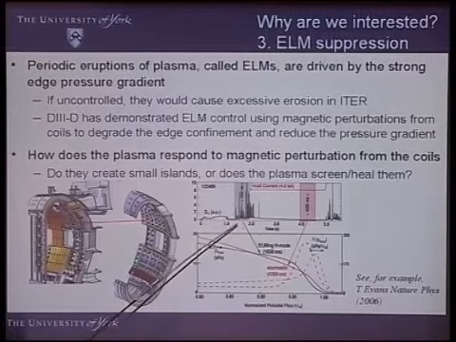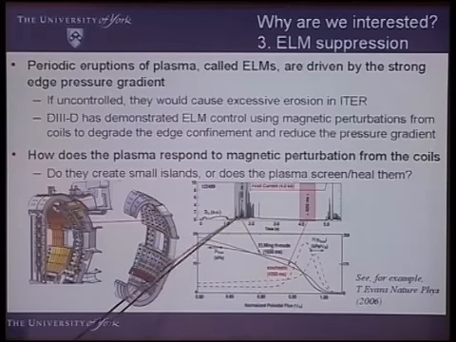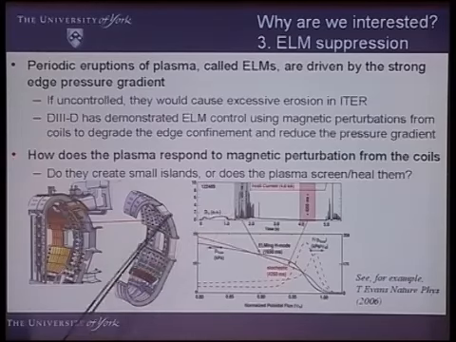So this is a case from D3D. Time is along the bottom. Each of these spikes of light, D alpha light, shows one of these eruptions. They apply the current to these coils at this time and these eruptions go away.